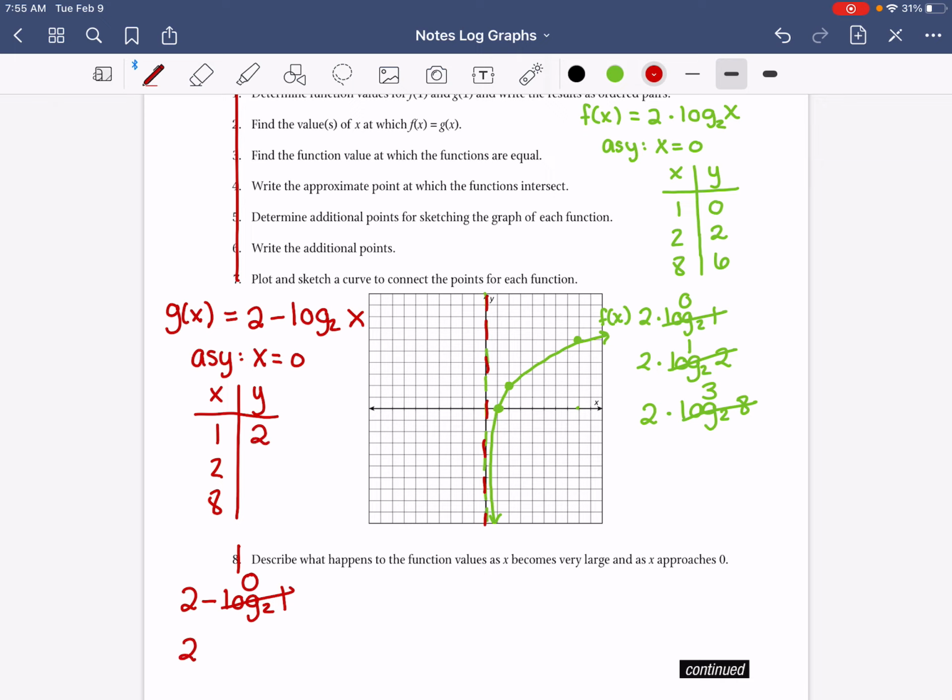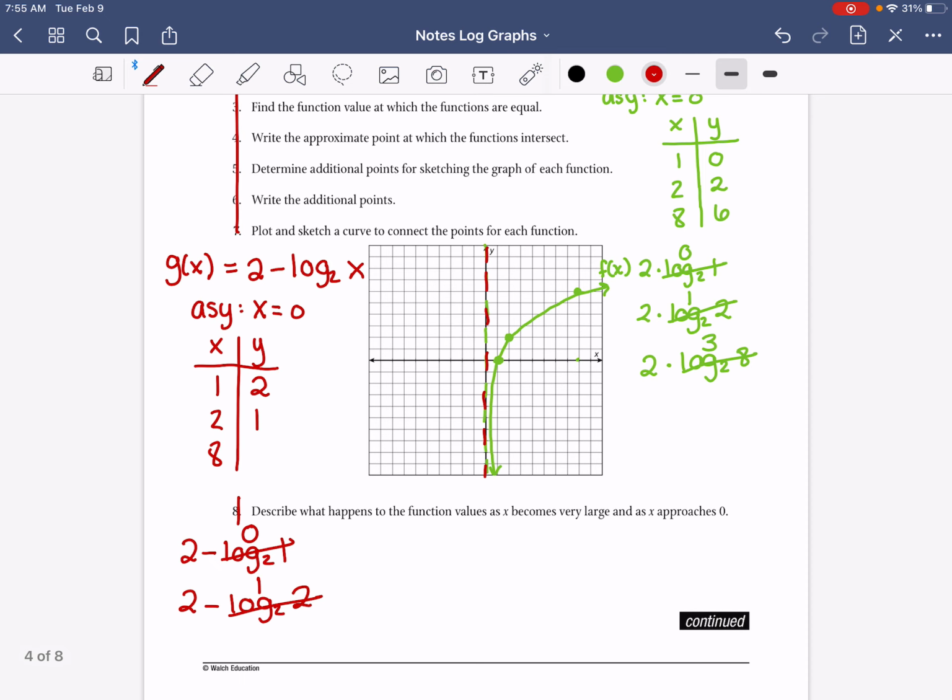Then I plug in 2. 2 minus log base 2 of 2. 2 to what power is 2? That's a power of 1. 2 minus 1 is 1. And then lastly, 2 minus log base 2 of 8. 2 to what power is 8? That answer is 3. 2 minus 3 is negative 1.